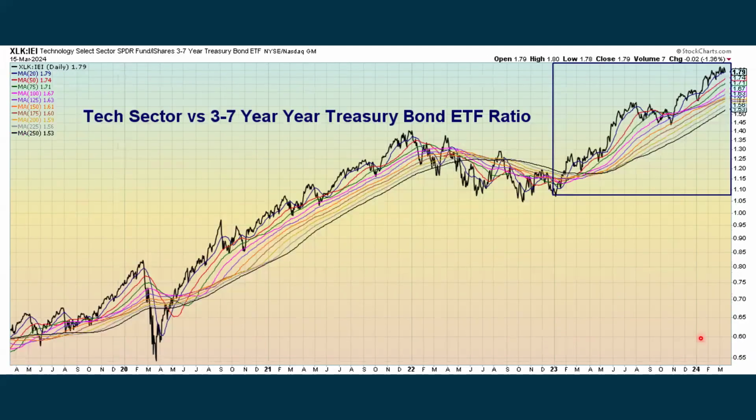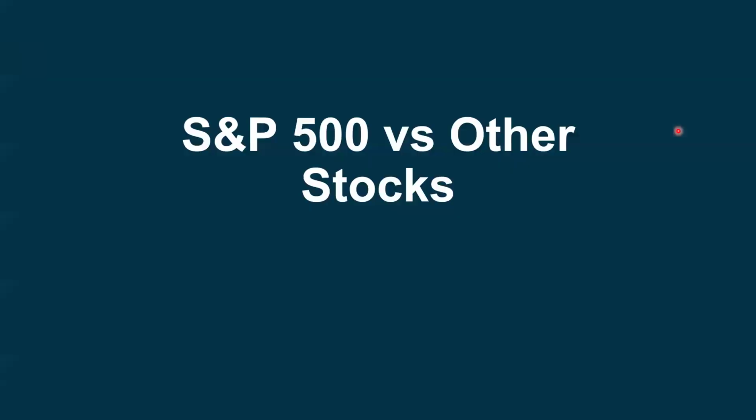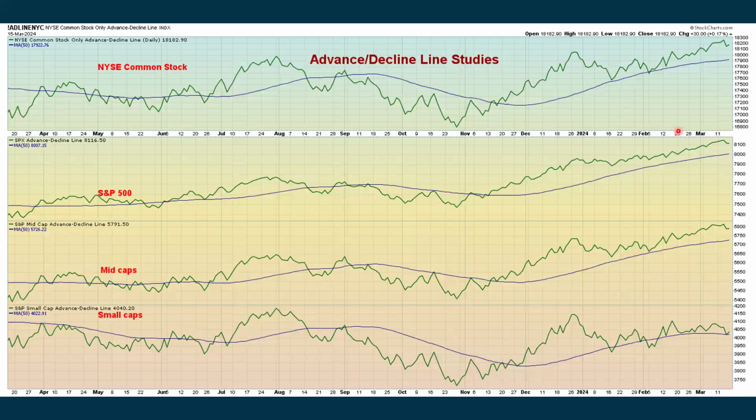When we look at the tech sector and compare it with 3 to 7 year bonds, still holding up quite well, showing that tech continues to outperform. Then we look at the advanced decline line studies, and I show this pretty much in every daily video.